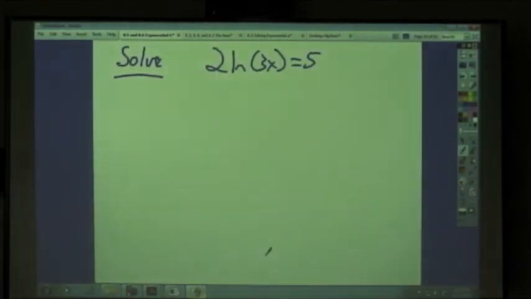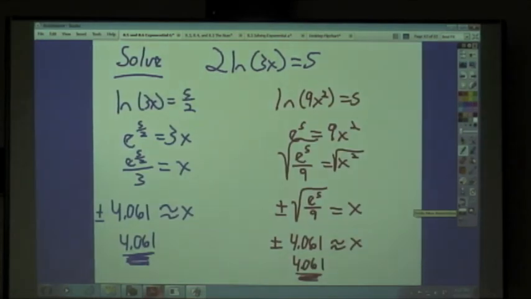All right, here's your next question. Solve this equation. 2 times the natural log of 3x equals 5. Pause it. All right, here's your solution. When you look at this, I gave you 2 options on this one. You can do it on the left, where you divide by the 2 in the front first, and then you do your definition of a logarithm. Base e raised to the 5 halves equals 3x. Divide by 3 and then use your calculator to find the answer.